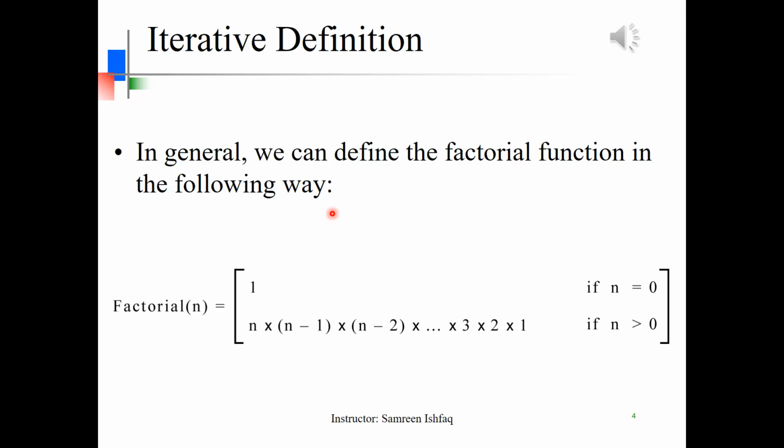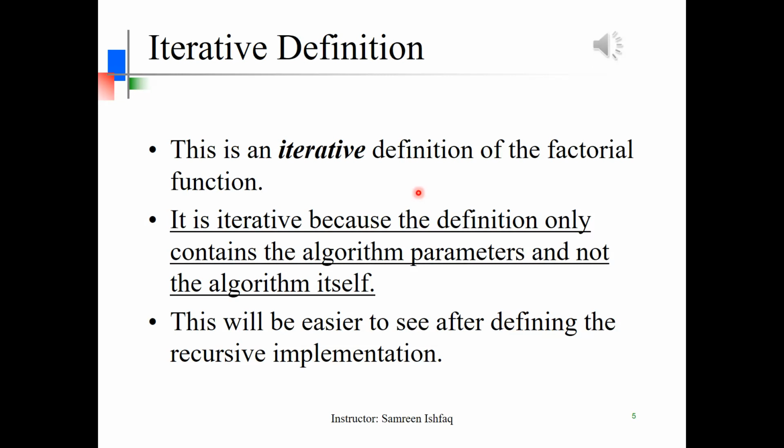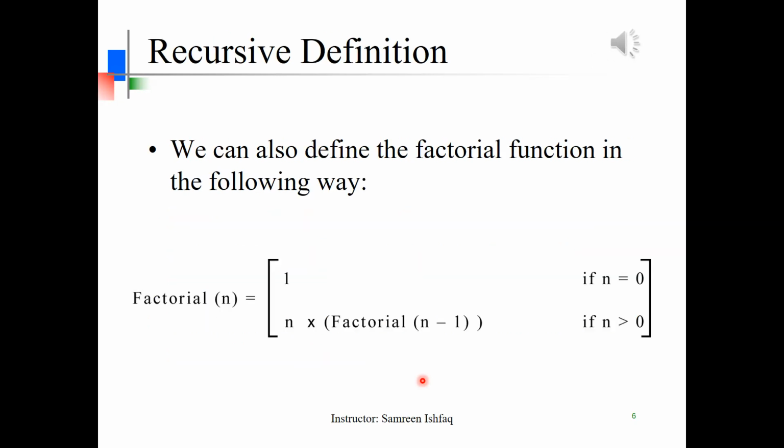So in general, the iterative definition of the factorial function is as follows. If n is equal to 0, then factorial of that number is equivalent to 1. And if n is greater than 0, then we need to take the product of all the integers from 1 to that number, like n into n minus 1 into n minus 2 and so on. So this definition is iterative because the definition only contains the algorithm parameters, not the algorithm itself. You will understand it better if we see the recursive implementation of the factorial function.